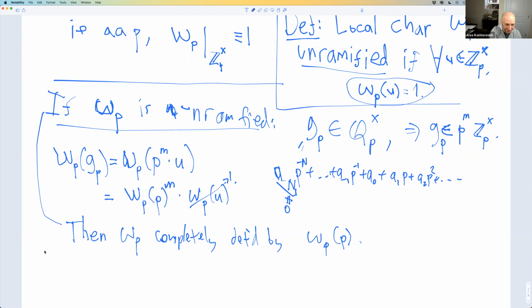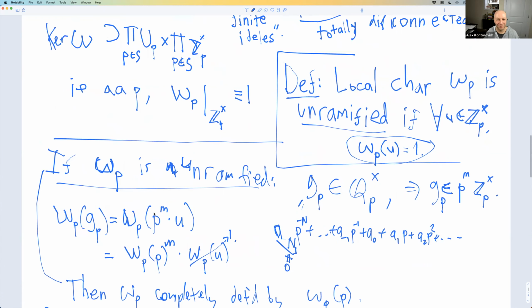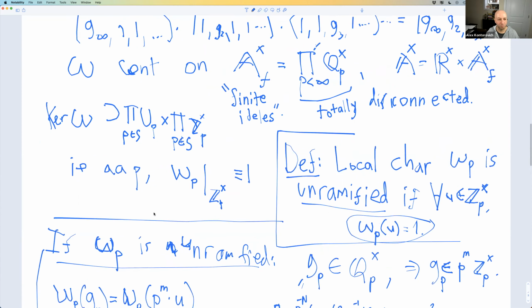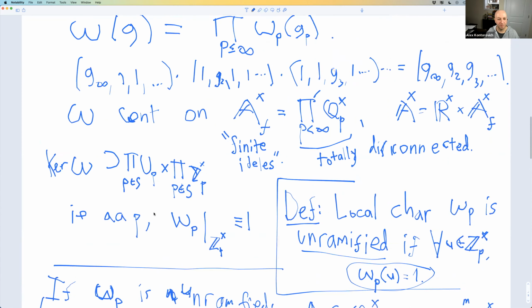So that's what we know about the unramified characters. And how are these related to the Dirichlet characters? Yes. So what do we know about... where are we?